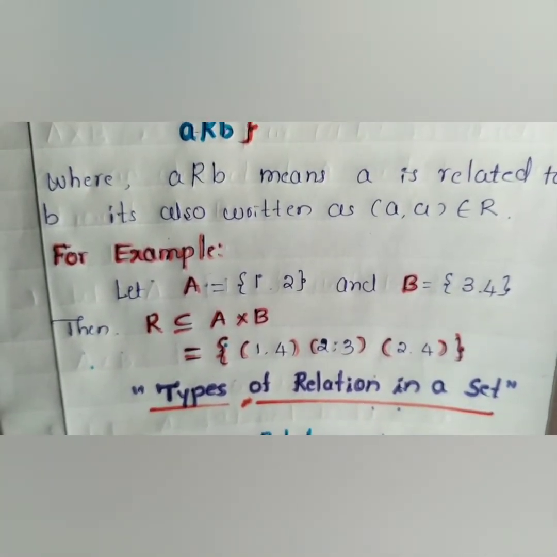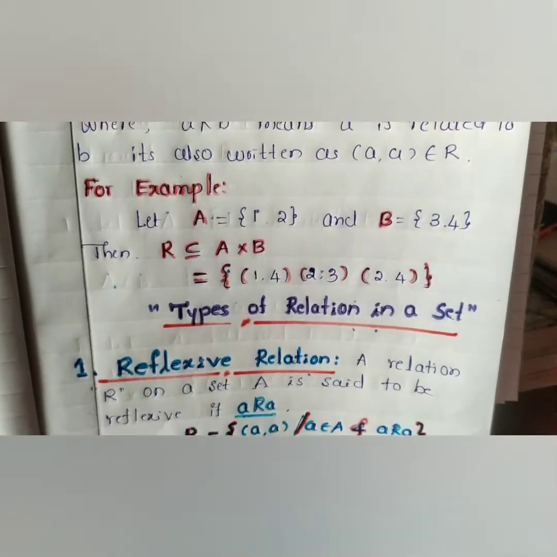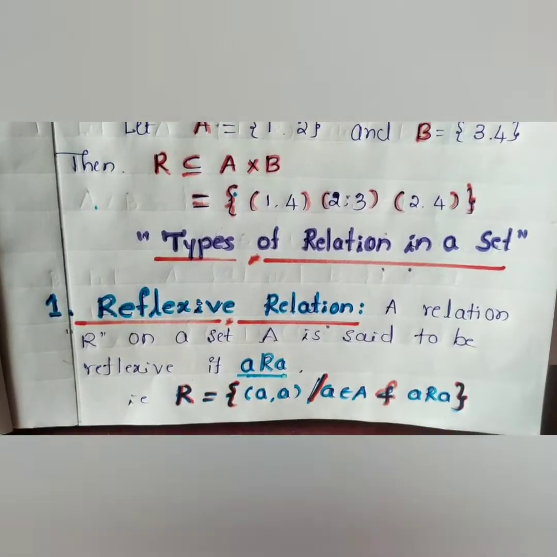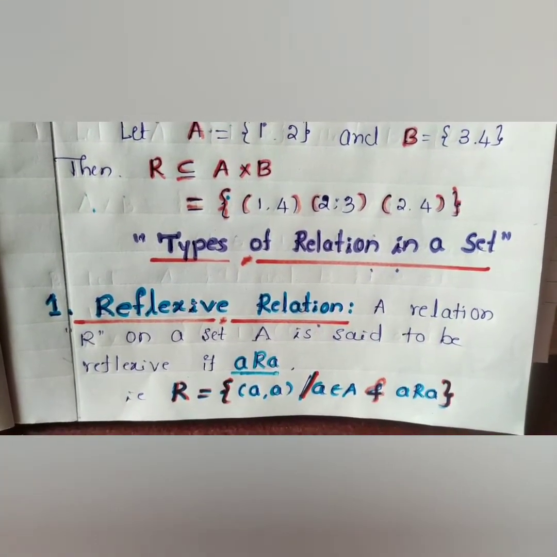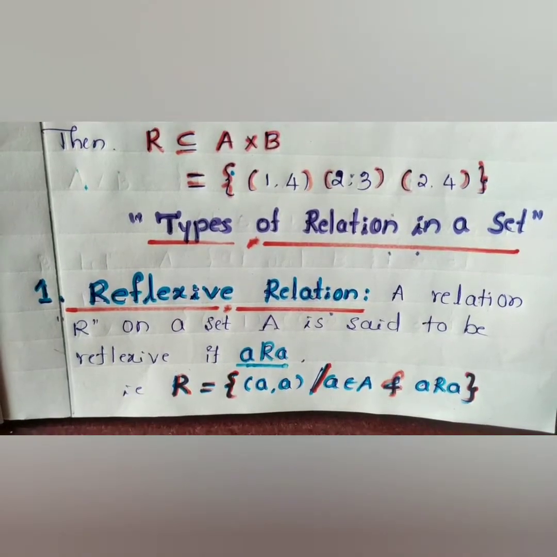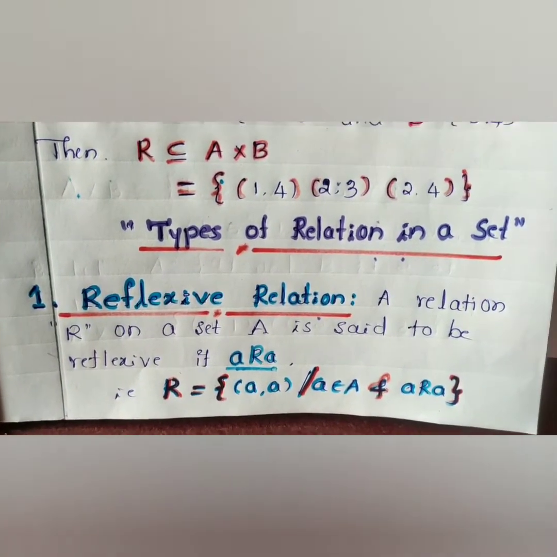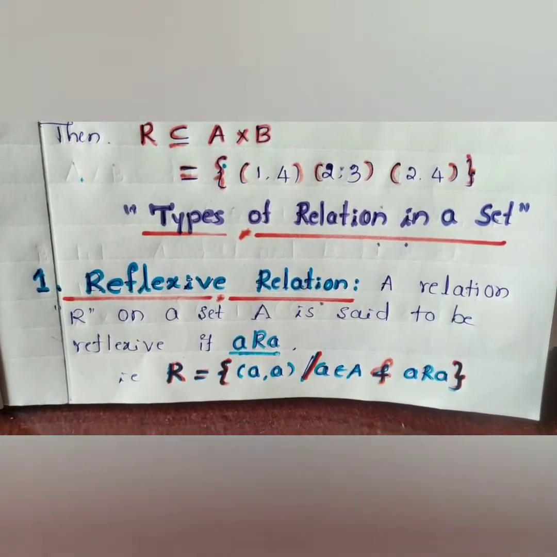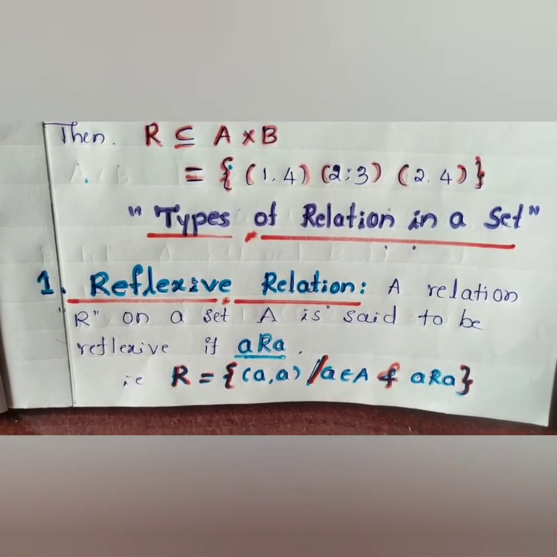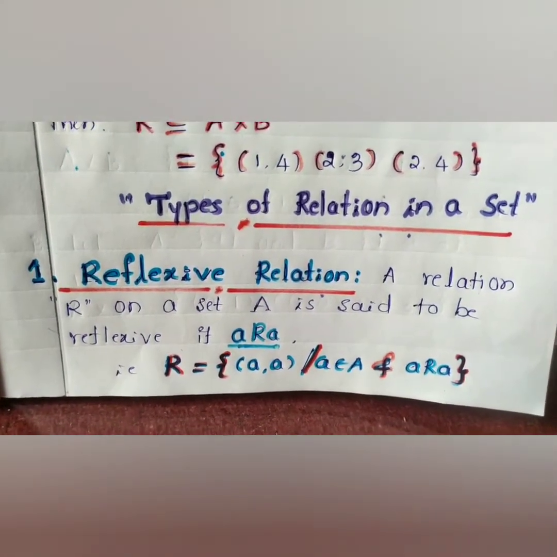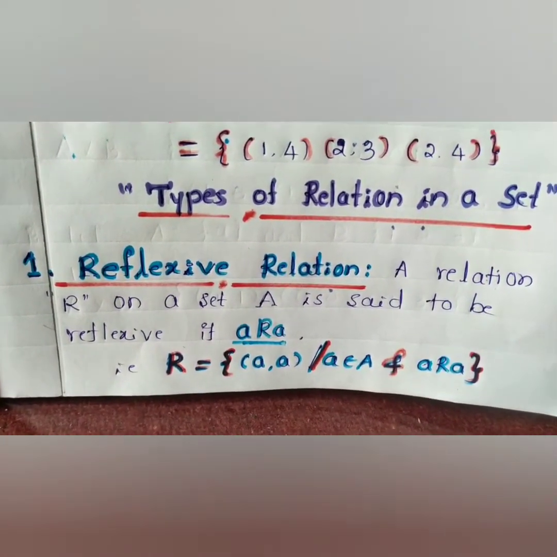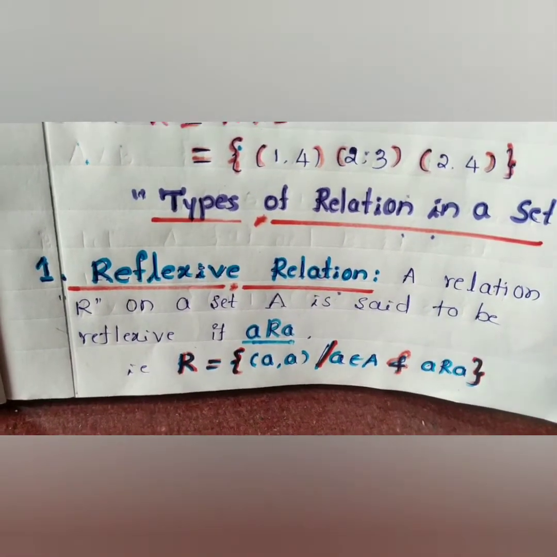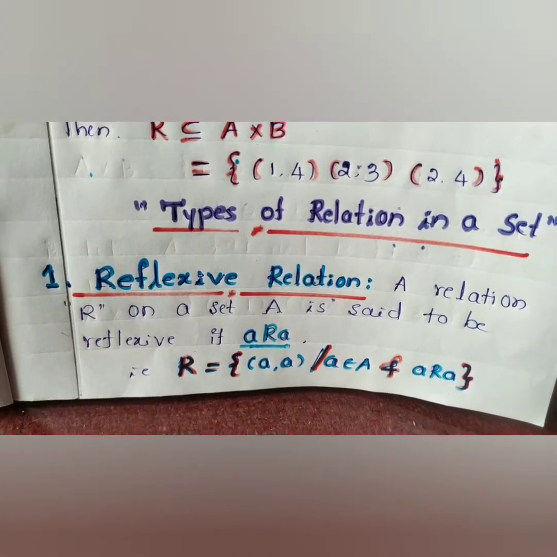Now next, let us go to the types of relations in a set. First type is the reflexive relation. What do you mean by reflexive relation? A relation R on a set A is said to be reflexive if ARA. What do you mean by ARA? A is related to A. That is, R is the set consisting of the pairs (A, A) such that A belongs to A, that is ARA. A is related to A.